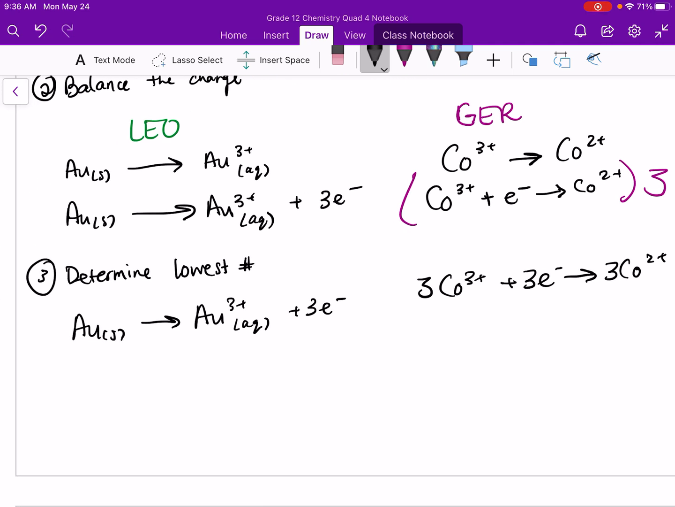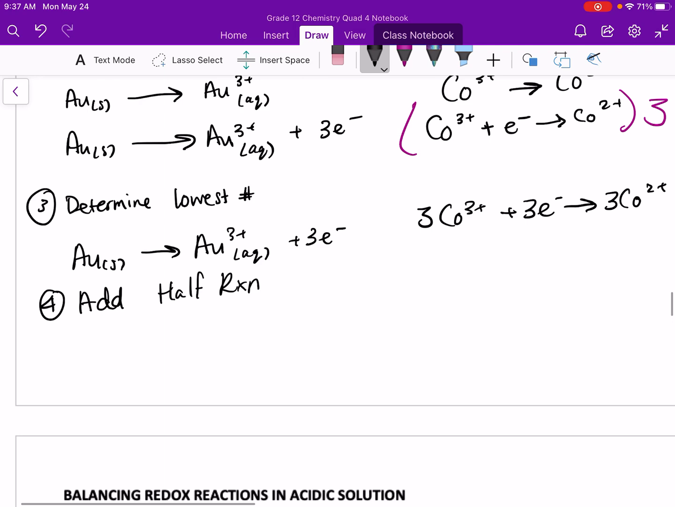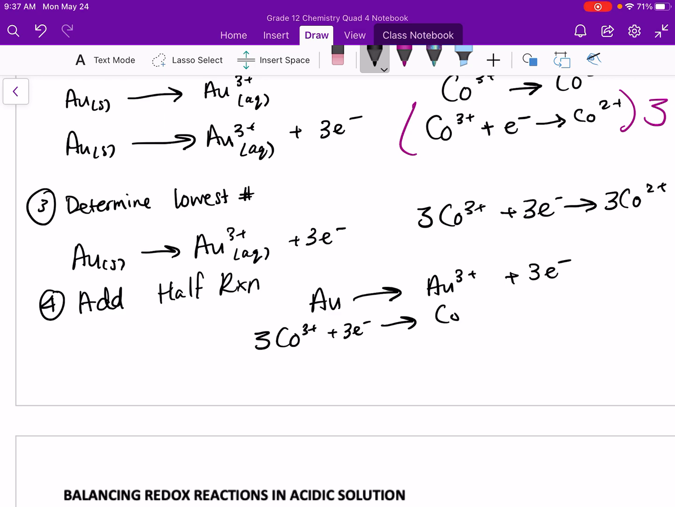In my next step, we're going to add our half reactions. We're going to remove any electrons or molecules on both sides, and if we had spectator ions, we're going to add them back in. This case doesn't have spectator ions, but let's give this a look. So we have gold going to gold 3+ plus 3 electrons, 3 cobalt 3+ plus 3 electrons going to cobalt 2+, 3 of them.